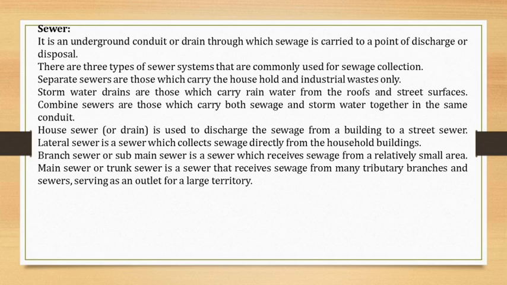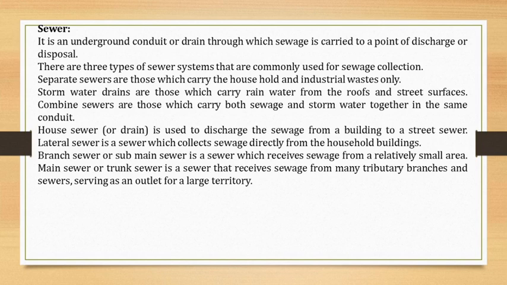And a main sewer is a sewer that receives sewage from many branch sewers and serves as the outlet for the large flow. So the main sewer is used to collect all the sewage and transport it to the disposal facility or the treatment facility. That is the function of the main sewer. And the last term is sewerage. Sewerage is a term applied for the collection, transportation and disposal of sewage. So this total system is called sewerage. So this is about the terms related to the sewer.